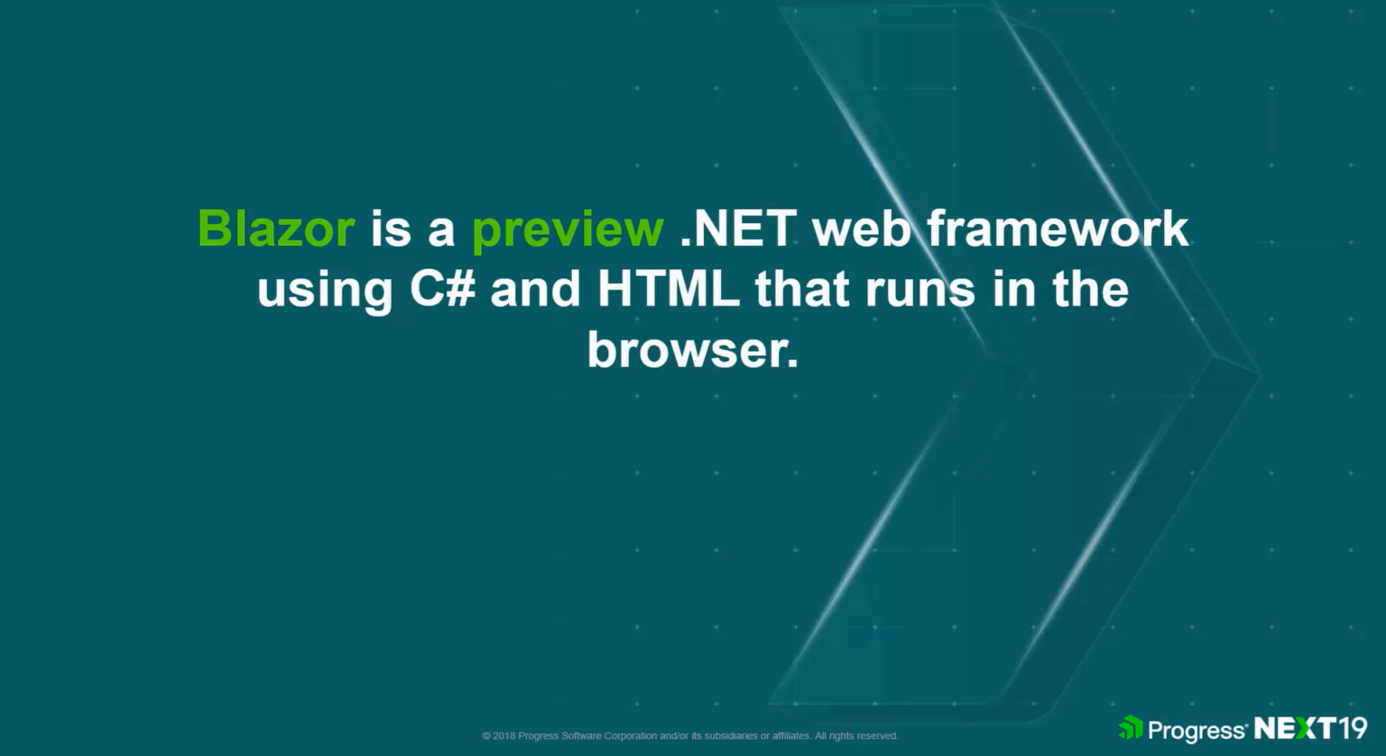Now, what Blazor is, just to have an idea here: Blazor is a preview .NET web framework using C# and HTML that runs in the browser. Now, this slide used to say an experimental framework, but about 3 weeks ago, maybe a month ago, it was officially announced that it was going to drop from experimental into preview, and it's now something that is officially a part of .NET.